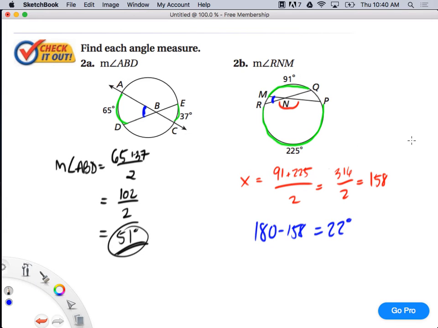You see that? Do you guys see that? These two angles are supplementary. So I have to solve for this angle first because it's the average of these two. And then to get this one, I just subtract from 180. Does that make sense?